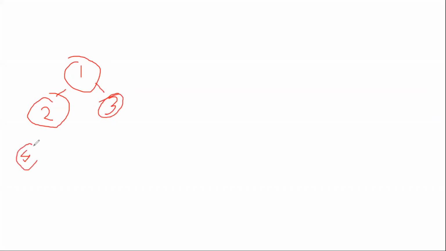Okay, so this was the tree: 1, 2, 3, 4, 5. Okay, so this is the queue. First we push the element 1, we assign it as temporary node.